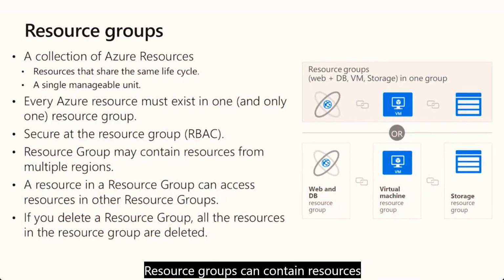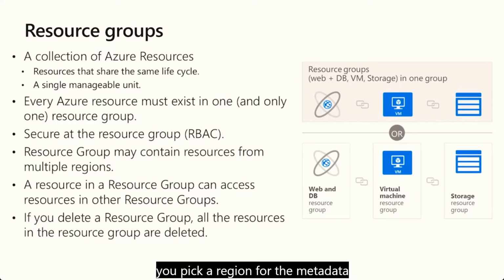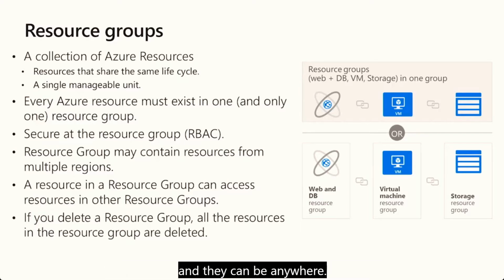Resource groups can contain resources from multiple regions, so you're not locked into a region. When you create a resource group, you pick a region for the metadata for that resource group to live, but resources can be from multiple regions and of different types. So you don't have to have just VMs in a resource group. You can have the VM, the network, the storage, whatever you want to put inside of a resource group, and they can be anywhere.